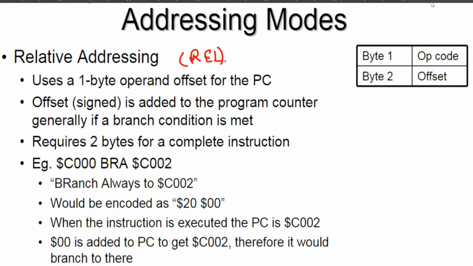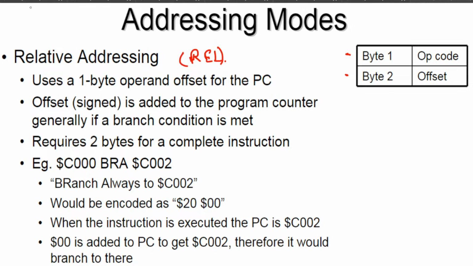Okay, and we have the last one, that is relative addressing. It uses a 1 byte operand offset for the PC, and the offset is added to the program counter, generally when a branch condition is met. It requires 2 bytes for the complete instruction, 1 for the opcode and 1 for the offset. And here's the example, C000 BRA C002, branch always to C002. It would be encoded as 2000. When the instruction is executed, the PC is C002. 00 is added to the PC to get C002, therefore it would branch there.